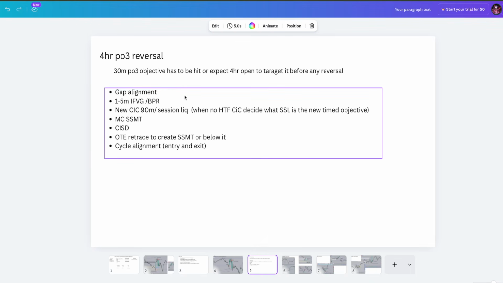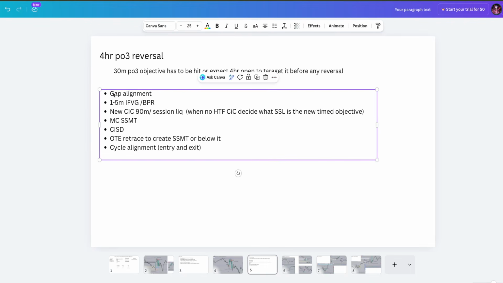But other than that, confluences, we have our gap alignment. We got to know where our reversal is going to be. We got to know our premium and discount because that's where the highs and lows are. 1 minute to 5-minute IFEG, BPR, that's just obvious entry criteria. We need that retrace. We need that Kraken correlation. The SMTs that I mentioned, the Kraken correlations, we need that.